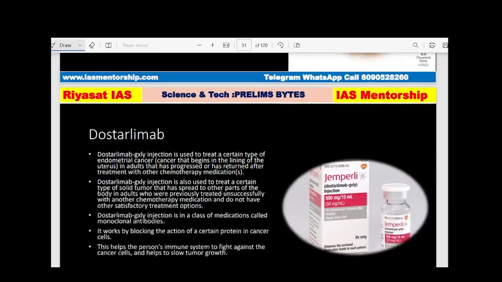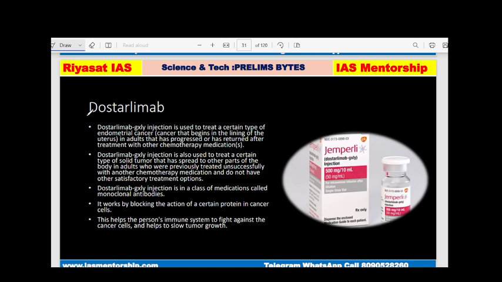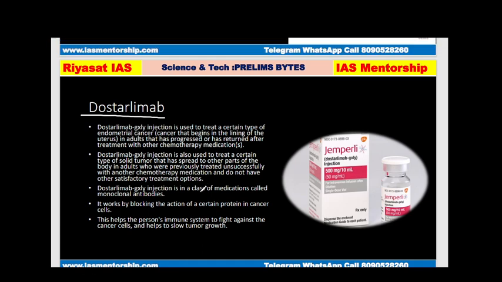Clear? Next is very important, dostarlimab. This can be asked in your exam, that this word is related to what, or this medicine provides immunity to what. Basically, it is an injection. It's an injection for treating endometrial cancer. What is endometrial cancer? Basically, it happens in the lining of the uterus.